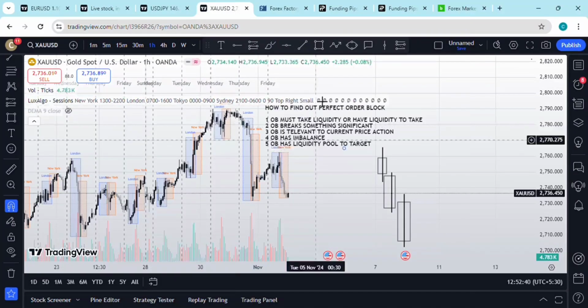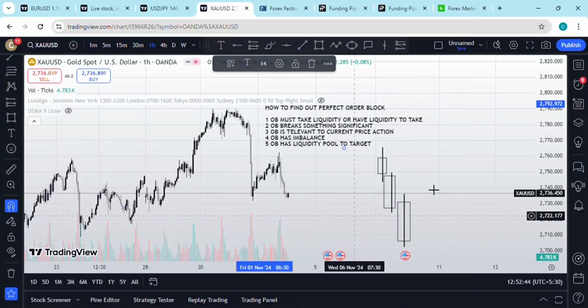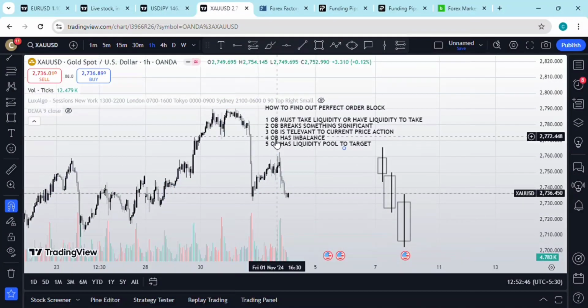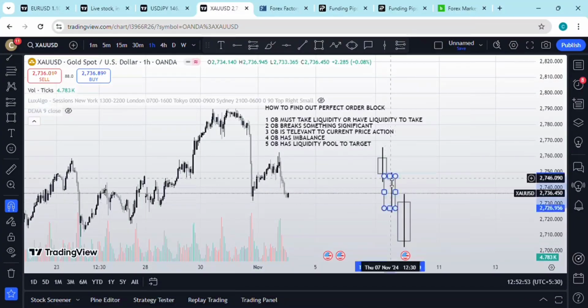And let's see. Okay, so that's our fourth point: order block has imbalance. So there's an imbalance over here. Let me show you in a real life situation, a real life graph.